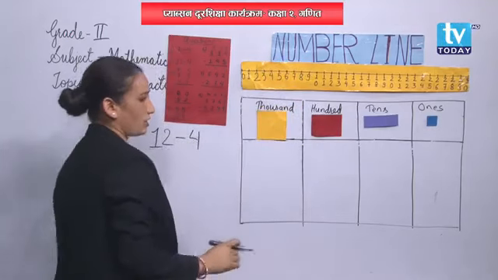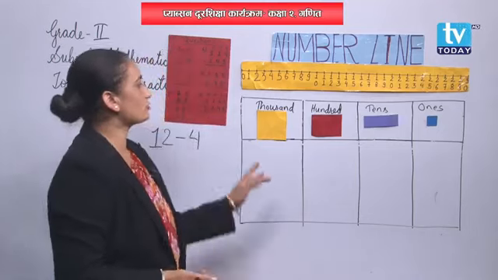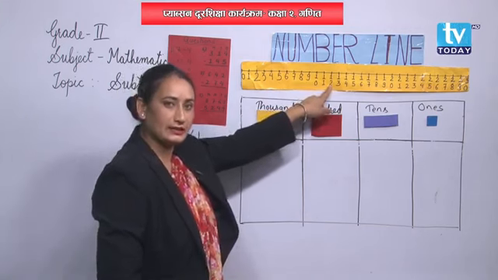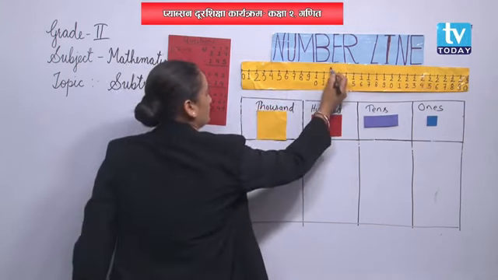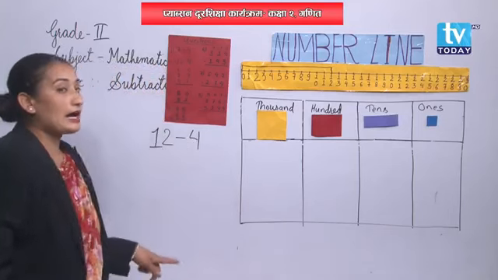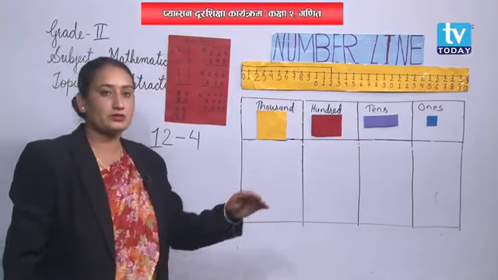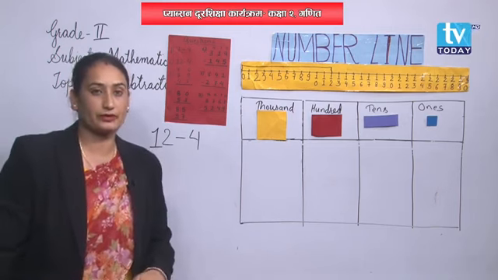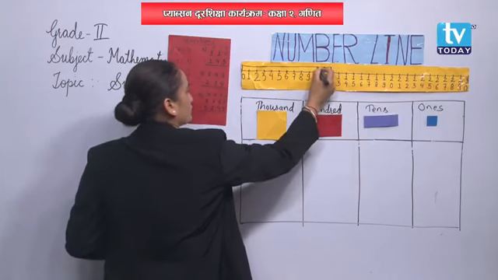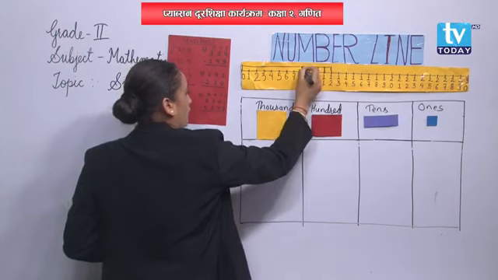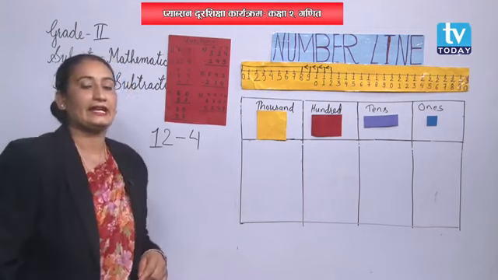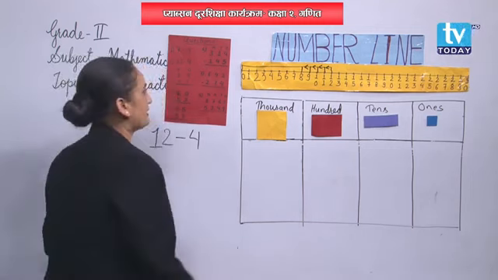We have to go forward 12 times. Let's do it on the number line. Where is 12? Have you seen here? Let's go up to here, from 0 to here. It's 12. Now, from 12, I have to come back 4 places. So shall we go back 4 places? Let's come back: 1, 2, 3, 4. Up to here I'm coming back. Have you seen? Yes. Now count the remaining number. Okay, let's count it.